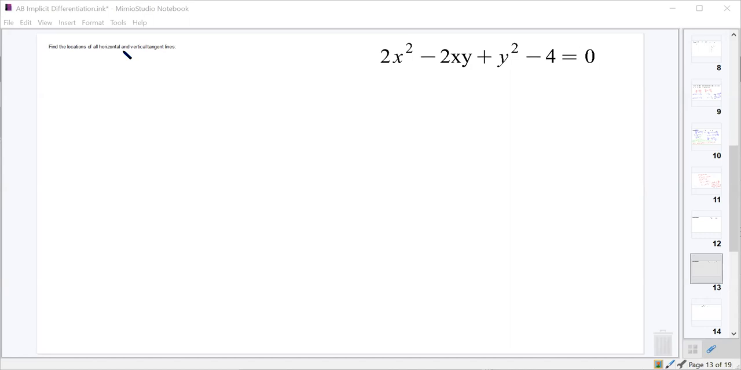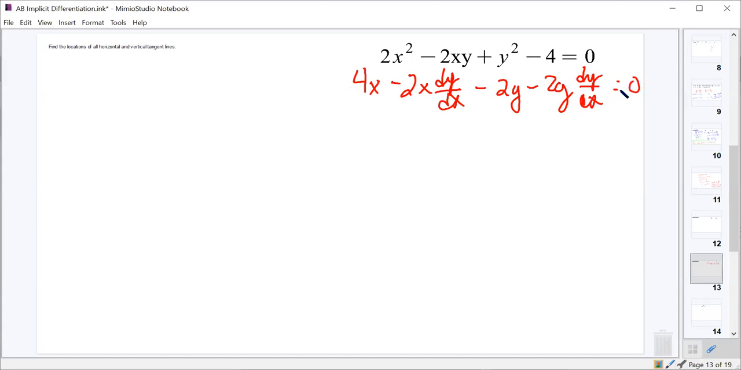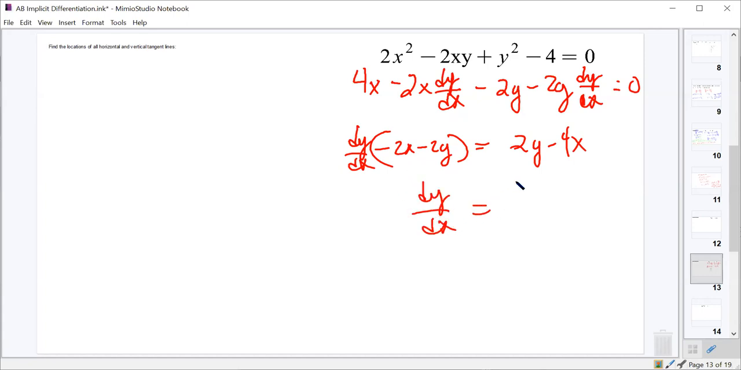And I'll get you through it. All right, hopefully something like this: 4x minus 2x dy/dx minus 2y plus 2y dy/dx equals 0. And then when you simplified that down, brought your 2y and your 4x to the other side, so you had a 2y minus a 4x, and on this side you would have had a negative 2x minus a 2y times our dy/dx. And so something like dy/dx equals (2y minus 4x) over (negative 2x minus 2y).